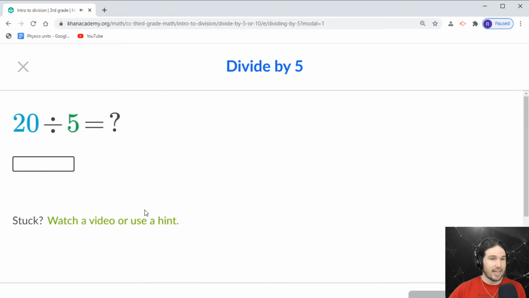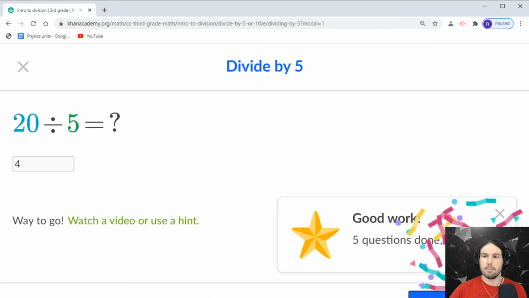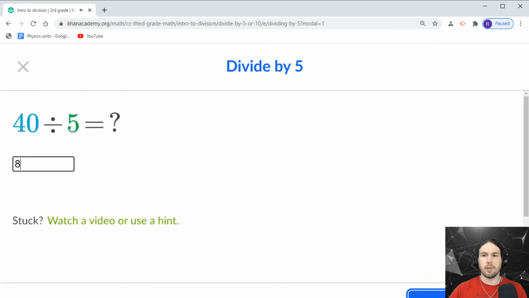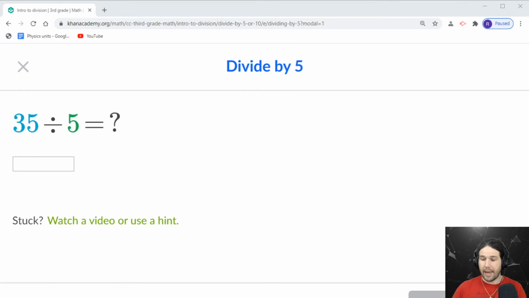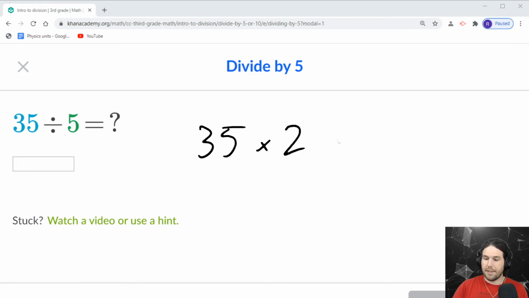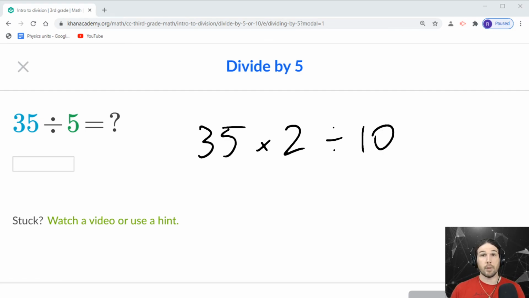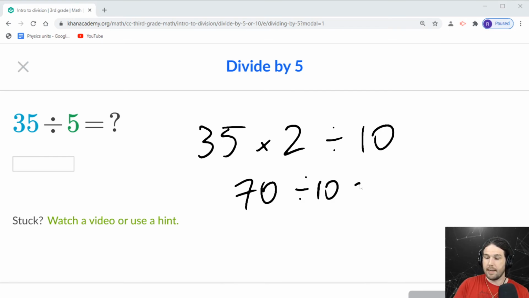20 divided by 5, again, divide by 10 is 2, double is 4. 40 divided by 5, for similar reasons, is 8. 10 divided by 5 is 2. And now, 35 divided by 5. We could instead, if we wished, this is a valid method, take 35 times 2 and then divide that by 10. That would totally work. 35 times 2 is 70. Divided by 10 is 7.